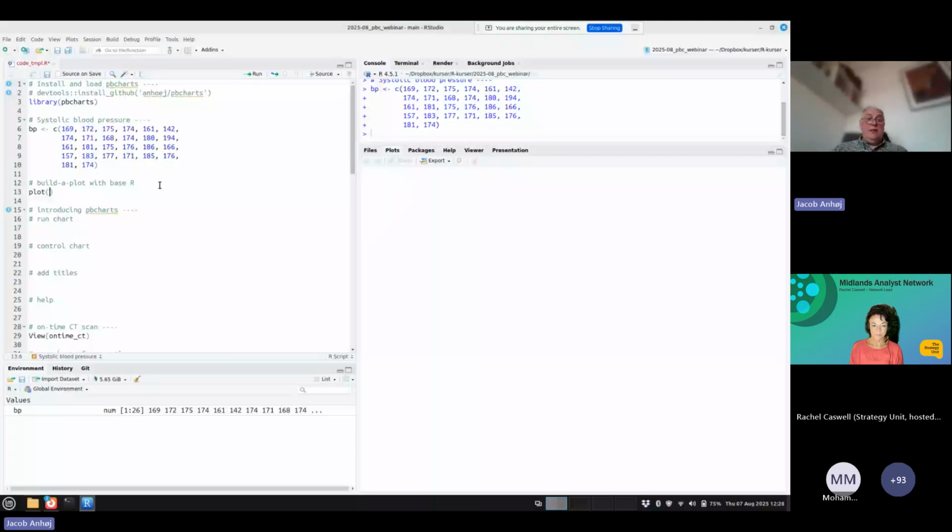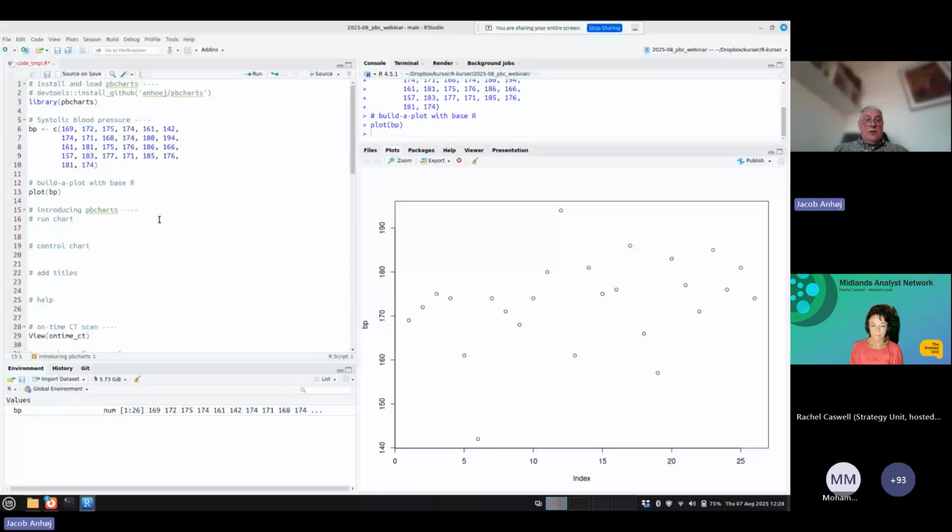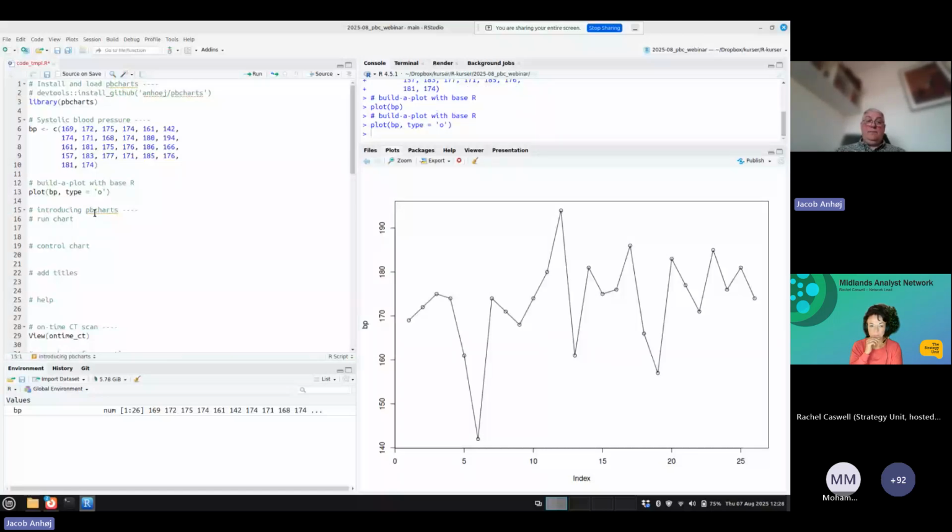We could simply say plot BP, and we would get this plot. We also would like to connect the dots with the lines, so we would ask R to plot of type o, that means overplotted. So here we have a primitive run chart. All we need now are the three lines: the center line and the upper and lower control limits. Let's start with the center line. We use the abline function and add a horizontal line. So the mean blood pressure we put on this.